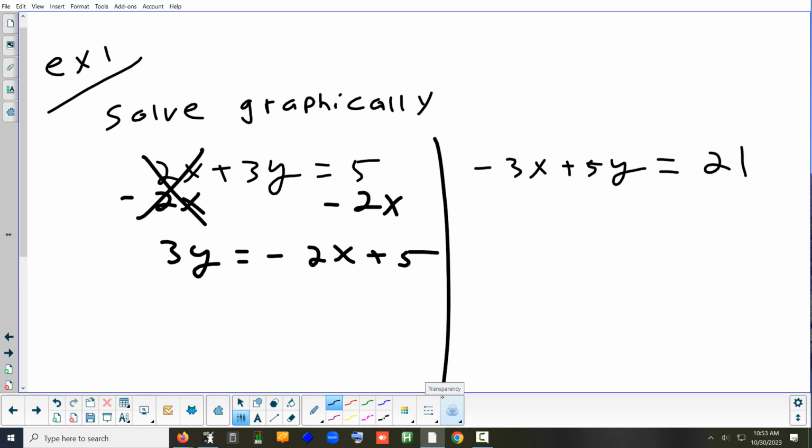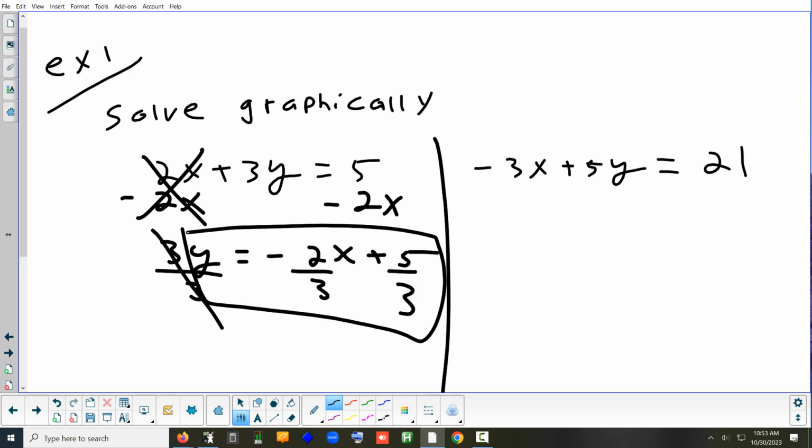And Riley, what's my last step to get the y by itself? Divide everything by 3. Perfect. You divide everything by 3. There's basically your first equation for y. Negative 2/3 x plus 5/3. Right, now we'll do the same thing on the second one. Andrew, what's my first step to get y by itself here? Add 3x on both sides. Yep. Add 3x.